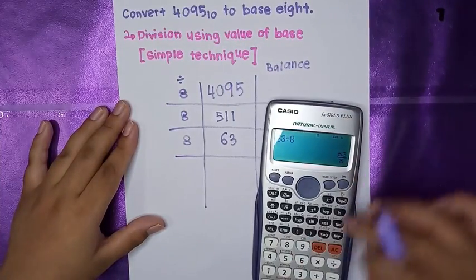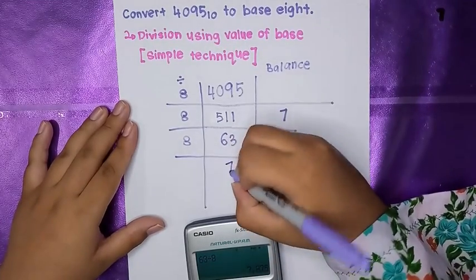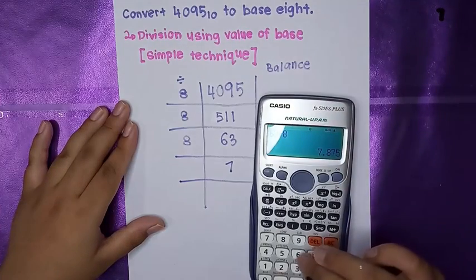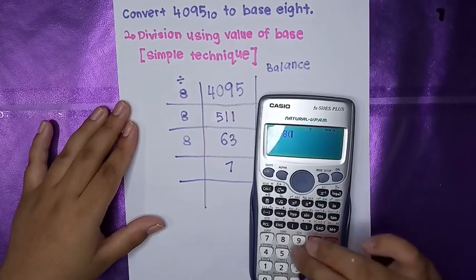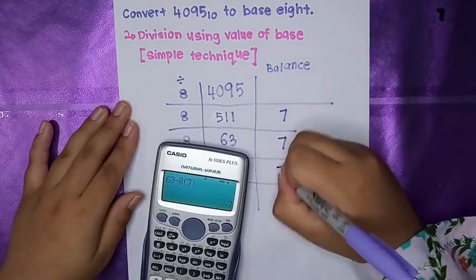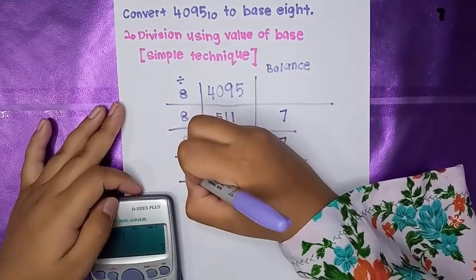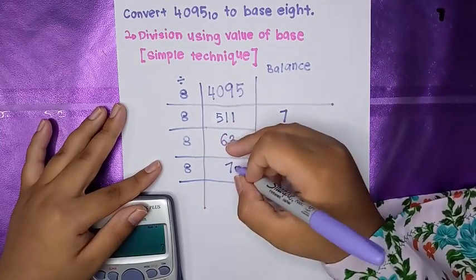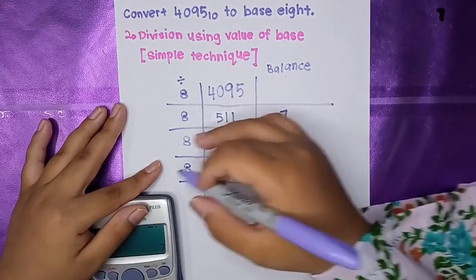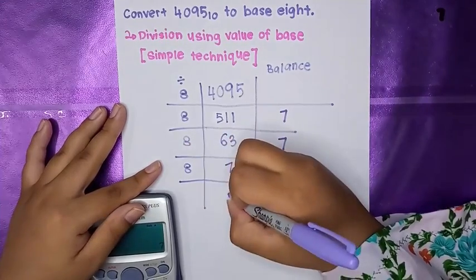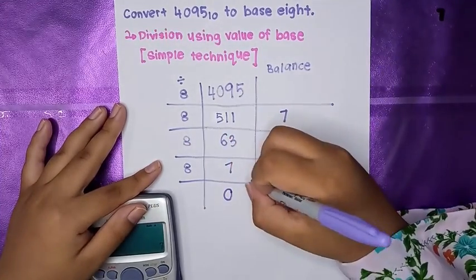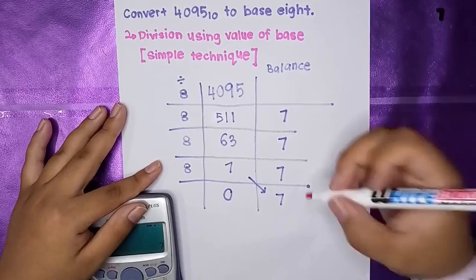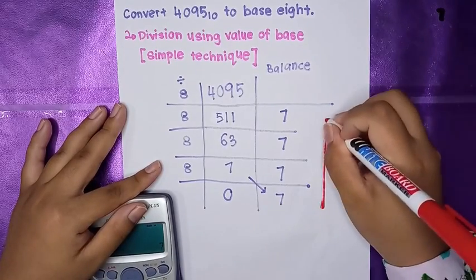63 divided by 8, 7, and check for the balance. 63 minus 8 times 7, which is 7. And then here we divide by 8. Okay, but wait, this number is higher than there. If this number is higher than here, that means at here we must put 0, and this 7 must be moved to here. And the way we write the answer is from down to up here.